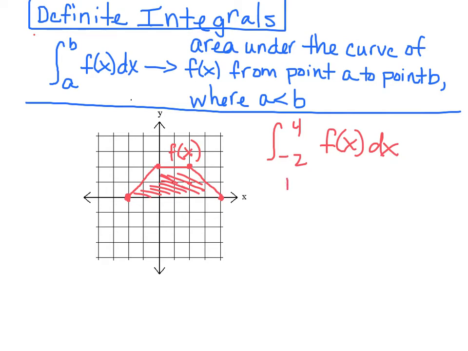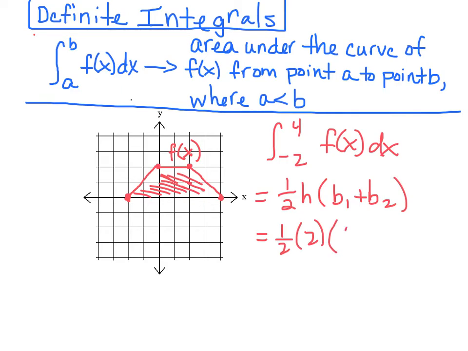So simply all you're going to do is 1/2 the height times base 1 plus base 2, and that will give us the area under the curve. So we have a height of 2. The bottom base is, let's see, 1, 2, 3, 4, 5, 6, and the top base is 2. Then you just compute that, and you will end up with 8. So the integral of this function from -2 to 4 is 8.